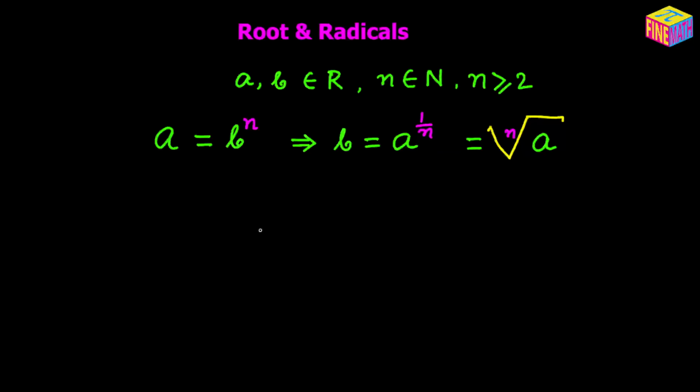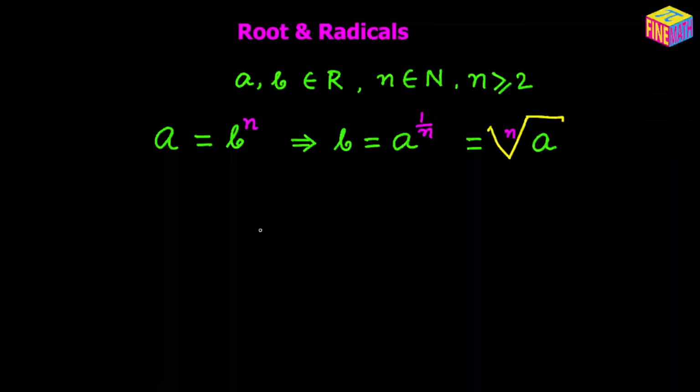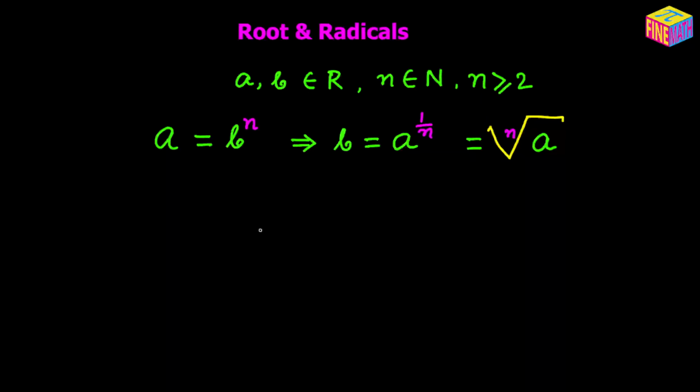Hi everyone, in this video we are going to discuss the concept of roots and radicals. First we need to understand the radical notation and what a root means. Suppose we have two real numbers a and b, and another number n which is a positive integer greater than or equal to 2. Now if a equals b to the power n, then b is equal to a to the power 1 by n, and b is called the nth root of a.